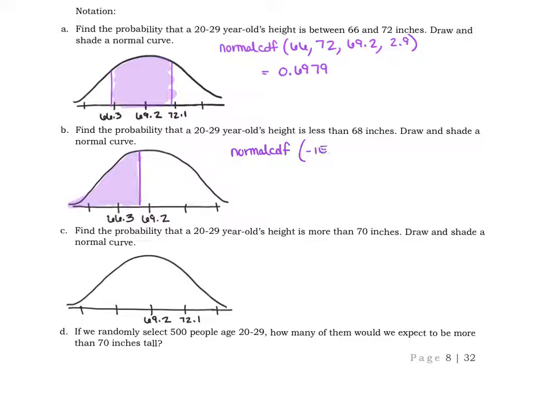So either negative 1 million or negative 1e99 is our lower, upper 68 inches, mean 69.2, standard deviation 2.9. And again, just pay attention, since we're talking to the left of 69.2 inches, we should be smaller than 50%, because at 69.2 on down, we should get 50% of the area. In this case, we find it is 0.3395, or again, there's about a 33.95% chance a 20-something is less than 68 inches tall.